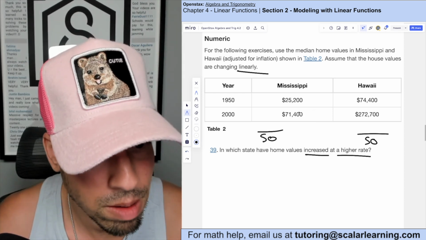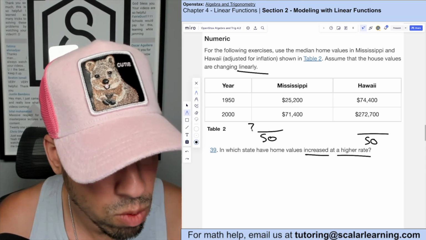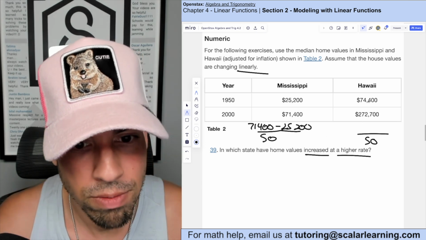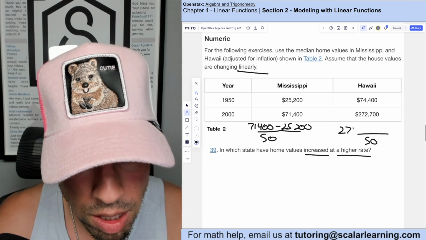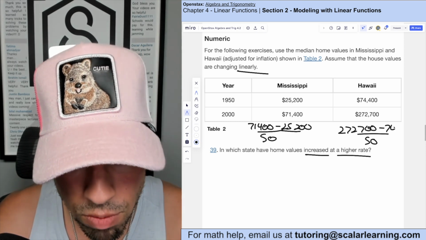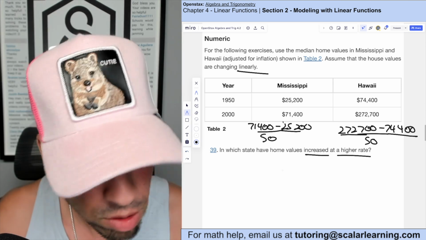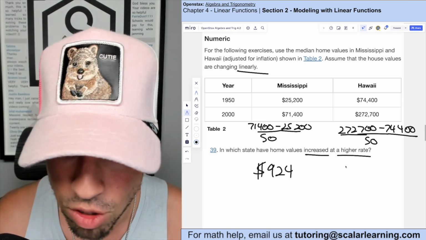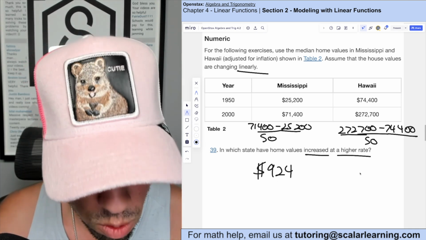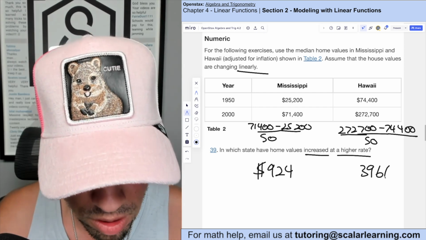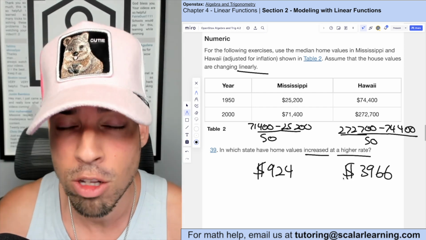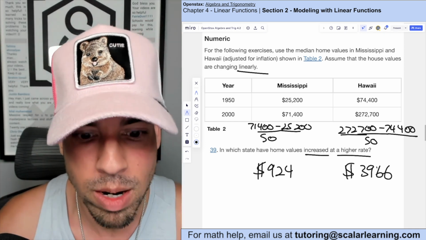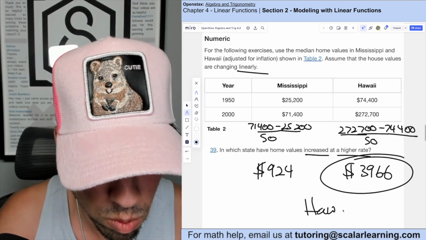And then for Mississippi, we're going to do 71,400 minus 25,200. And then for Hawaii, it's going to be that bottom value, 272,700 minus 74,400. So when we simplify this value for Mississippi, it's a rate of change or a slope of 924, meaning it's increasing by $924 per year. And then for Hawaii, it simplifies to 3,966. That's a rate of change. That's a slope. That's the increase per year. So the one that is increasing at a higher rate would be Hawaii. So Hawaii is the winner.